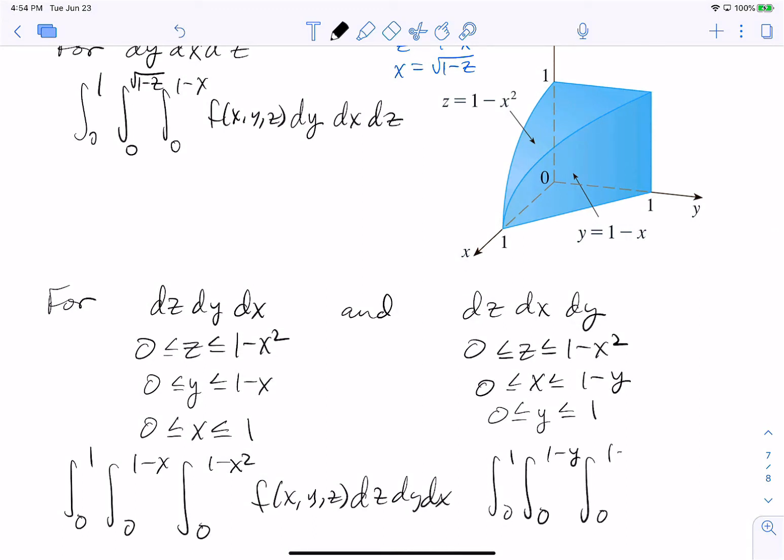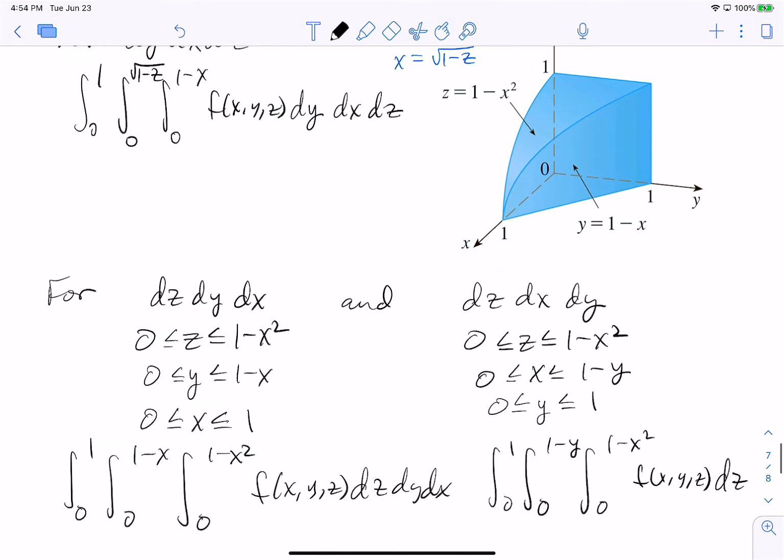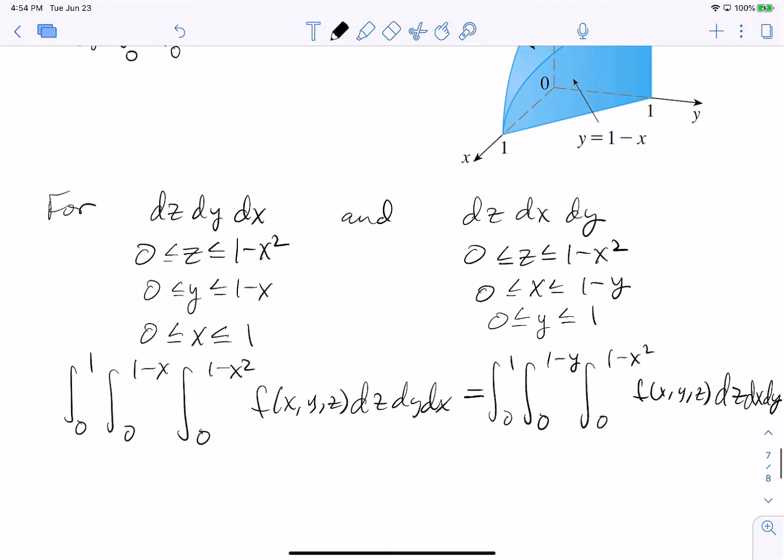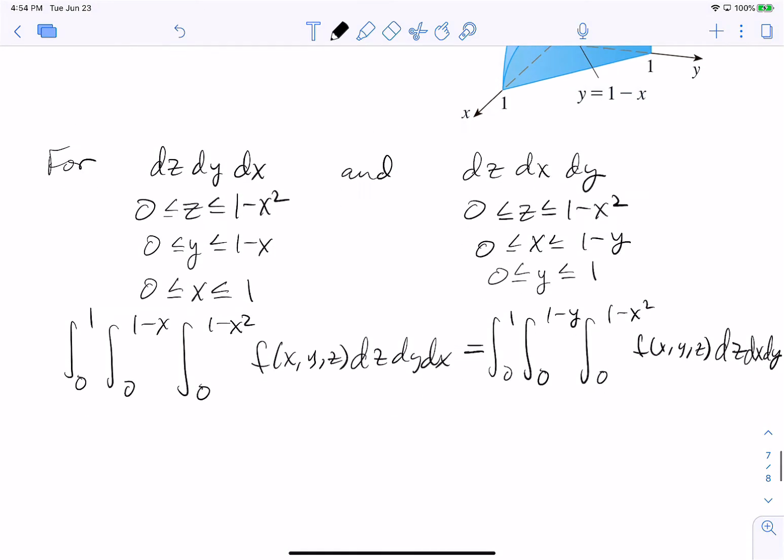So this is the integral from 0 to 1 of the integral from 0 to 1 minus y of the integral from 0 to 1 minus x squared of f of x, y, z, dz, dx, dy. And these two integrals are equal to each other. All we're doing is changing the order of integration.